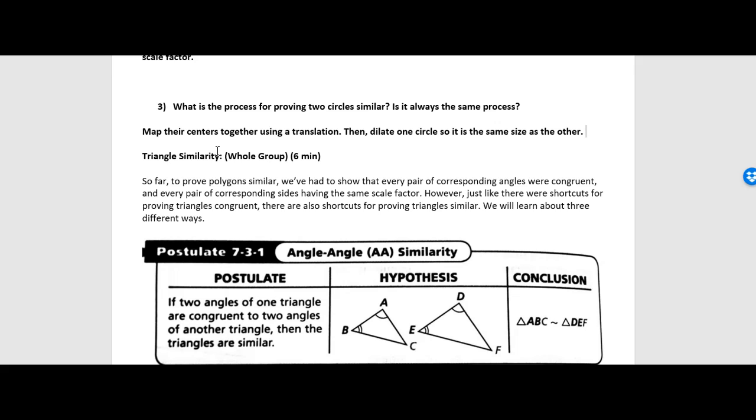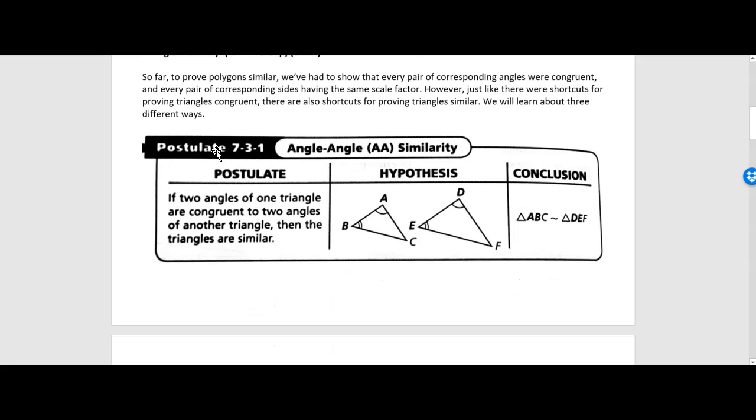So again, just to recap, initially, we had to look at all 3 sets of angles, make sure that they were all congruent, and then we had to check the scale factors for all 3 sets of sides. Now, we're going to see that that's not necessary, right? Just like with congruent triangles, we had some shortcuts. Similar triangles provide some shortcuts as well.